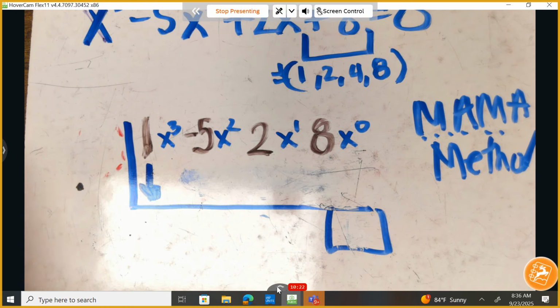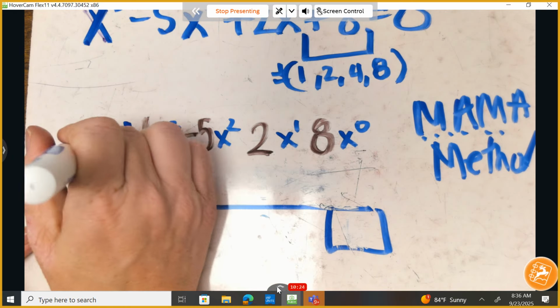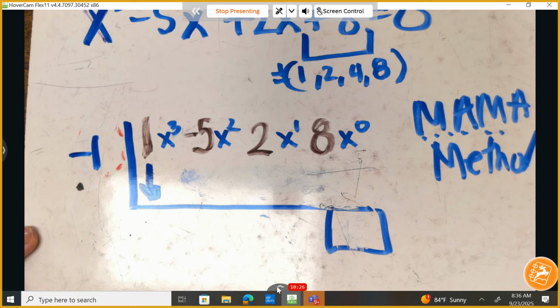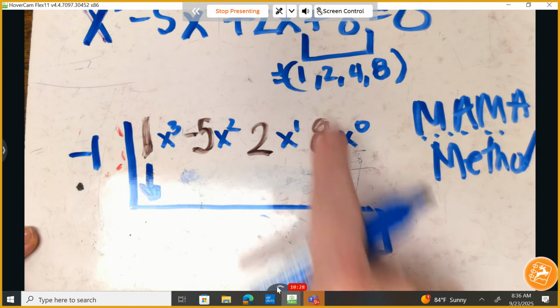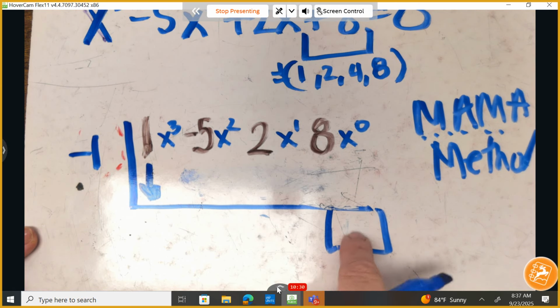That's why I like it. So now I've tested 1. It's time to test -1. I've tested 1. It did not work. It did not result in 0.